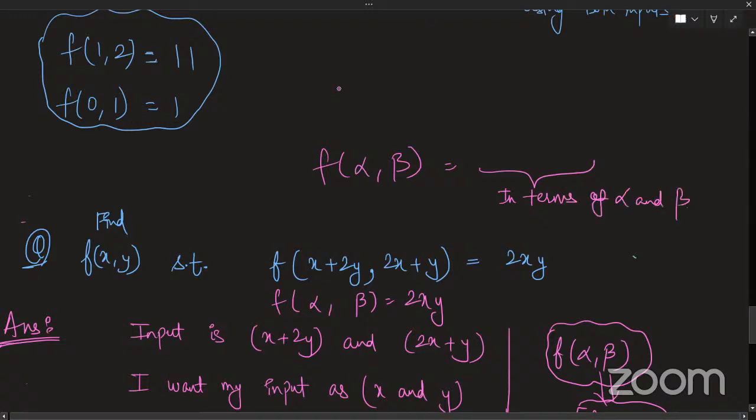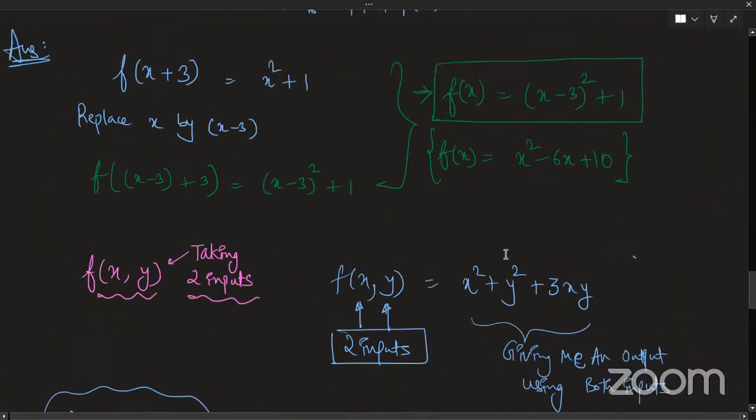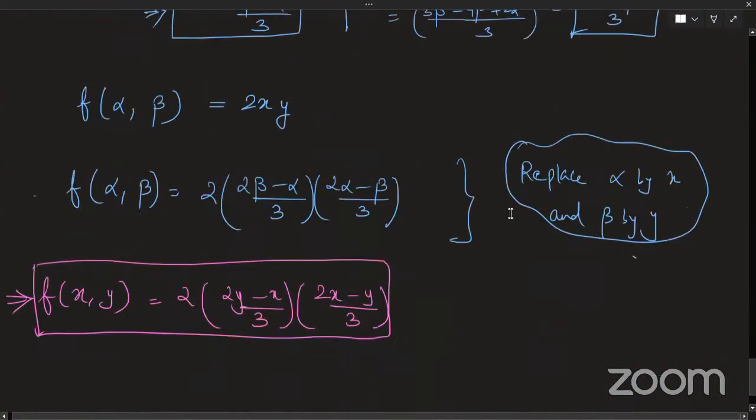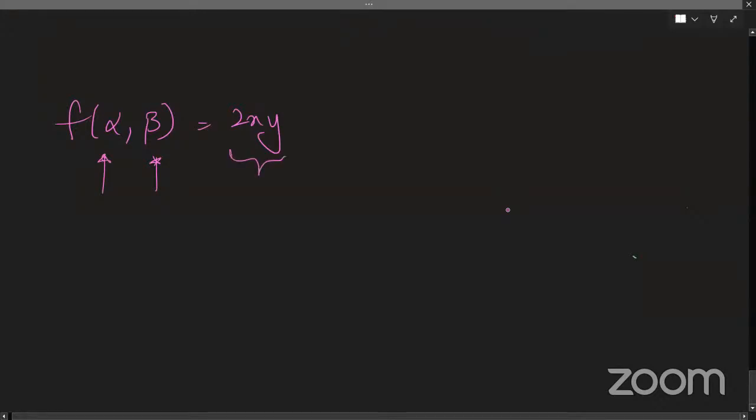I need my right hand terms in alpha and beta, because if I don't have my right hand terms in alpha and beta, it is clearly impossible to solve. If I give you something like this, how would you solve it? The input is going as alpha and beta, and the function is in x and y. It is clearly impossible to solve.